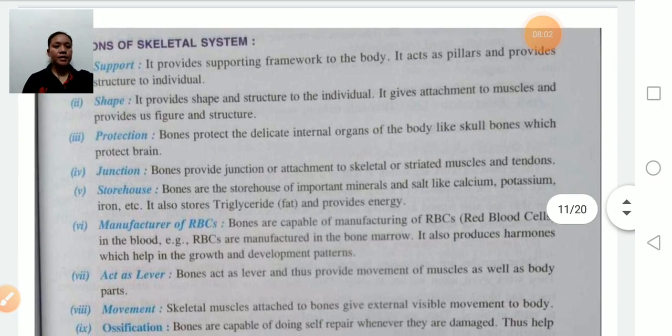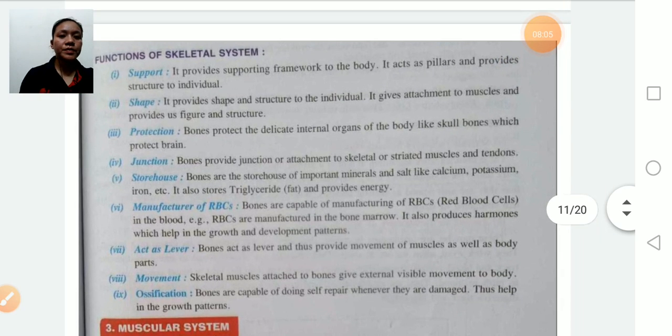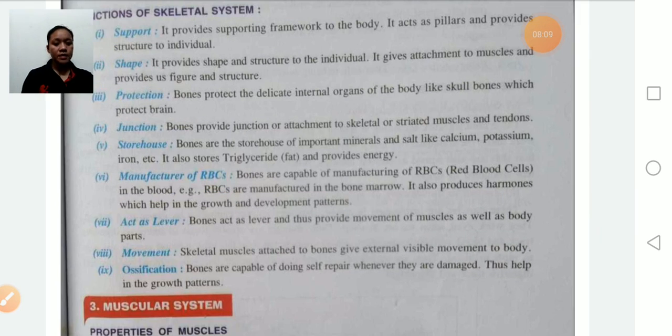Functions of the skeletal system. Supporting framework to the body: it acts as pillars and provides structure to the individual. The skeletal system is made of bones, so it acts as a framework to the body and gives structure to the individual.